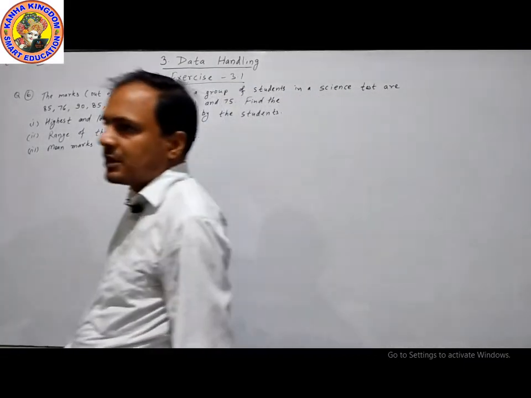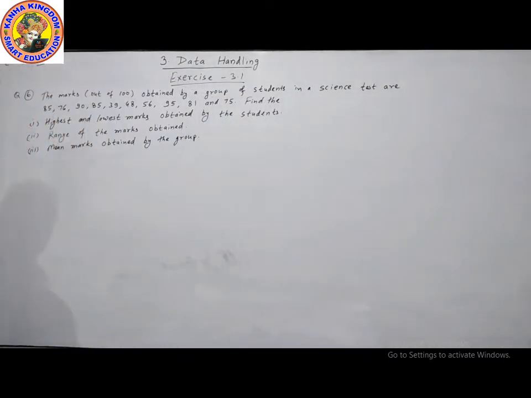Now our question number 6: the marks out of 100 obtained by a group of students in a science test are these. Find: question number 1, highest and lowest marks obtained by the students. Number 2, range of the marks obtained. Number 3, mean marks obtained by the group.